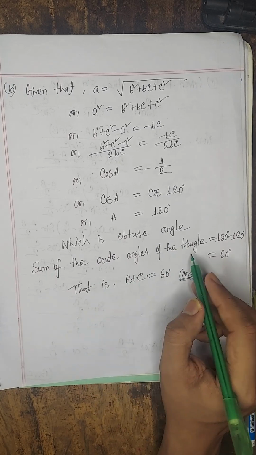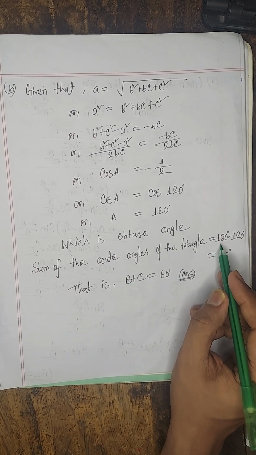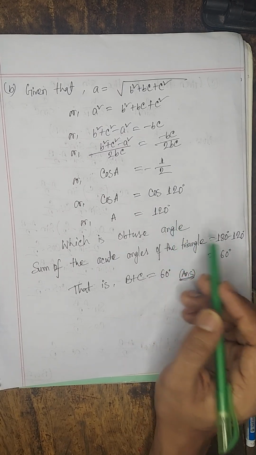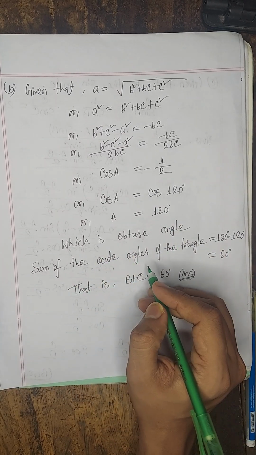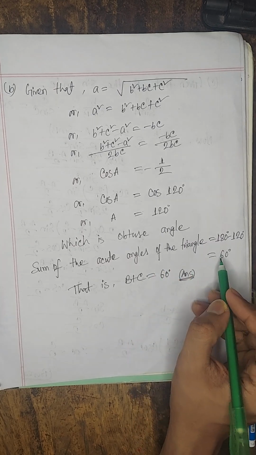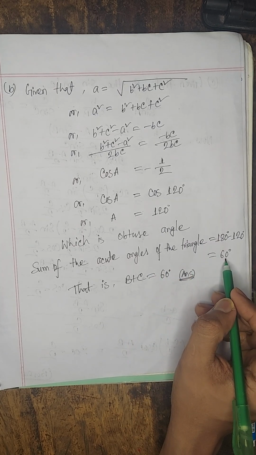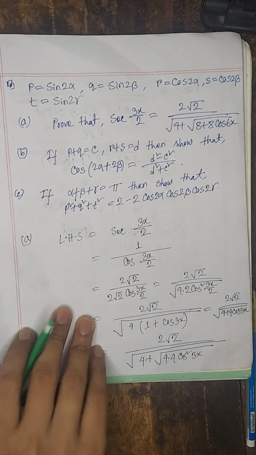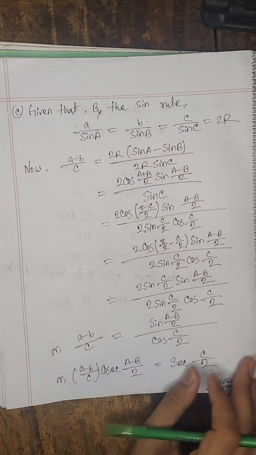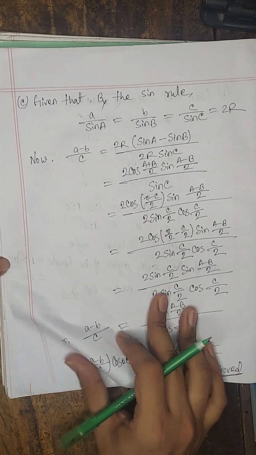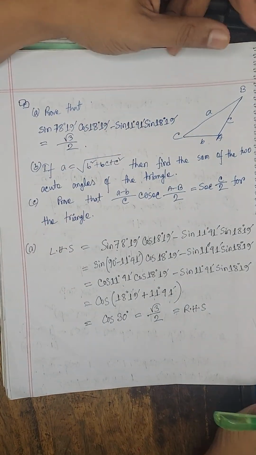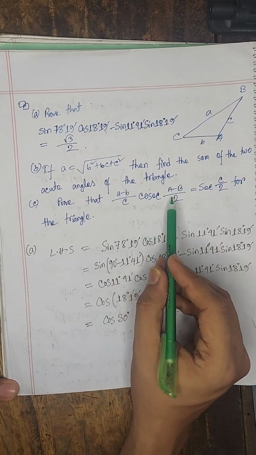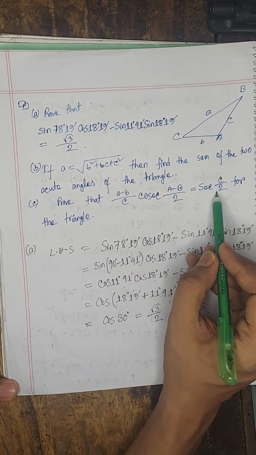The sum of the acute angles of the triangle must be 180 degree minus 120 degree, because one angle is 120 degree, so the other angles must be acute. Then the sum of the other angles must be 60 degree, that is B plus C is 60 degree. Now in part C, sorry, our question was: we have to prove that (a minus b) by c times cosec (A minus B) by 2 is equal to sec C by 2 for the triangle.